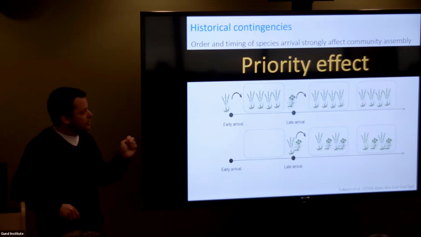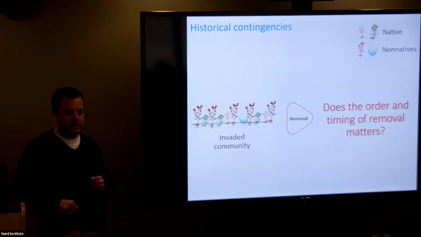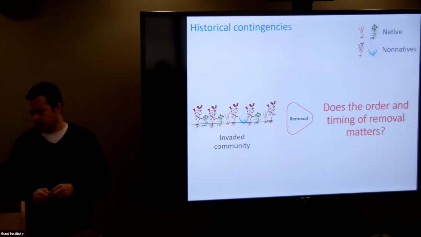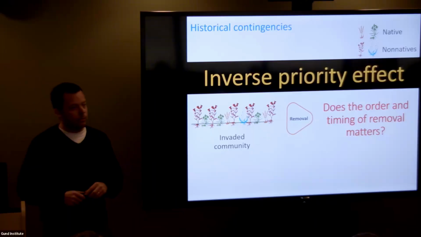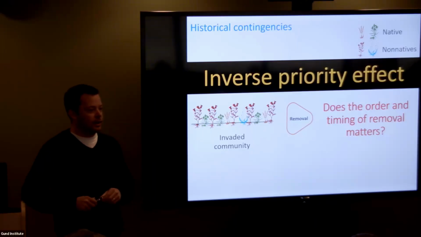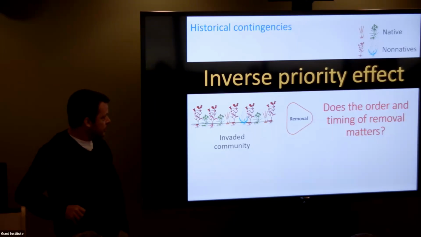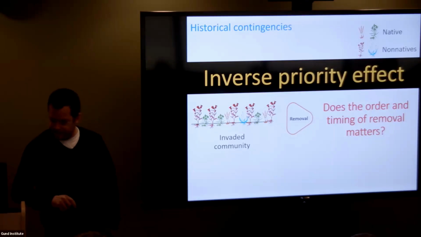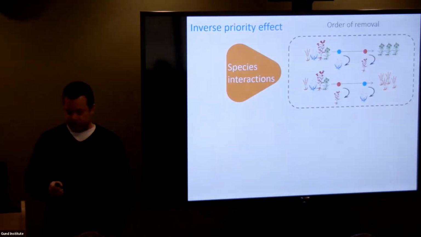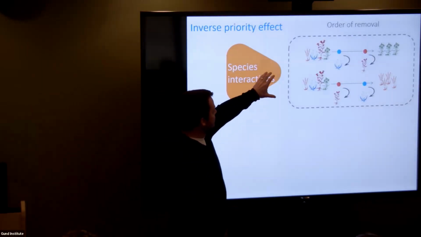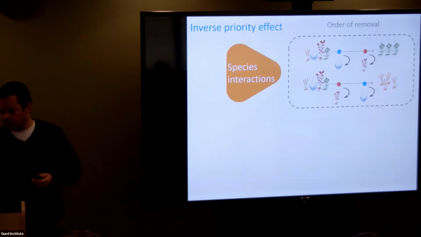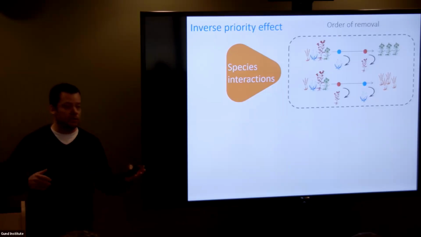So if this is huge for community assembly, can we do the same thing for community disassembly? That is, the order and timing of removal matters. So we call this inverse priority effects, and Noelia, Brendan, Taylor, and I are all working together on trying to put together an experiment with this. NSF has not liked it so far. So the idea is that we are gonna have these invaded communities, and we are gonna remove species in a different order and timing. And this is gonna be based on species interaction with the dominant species.